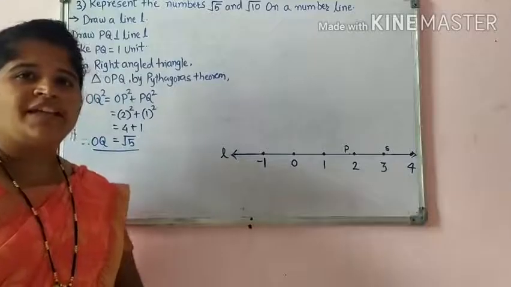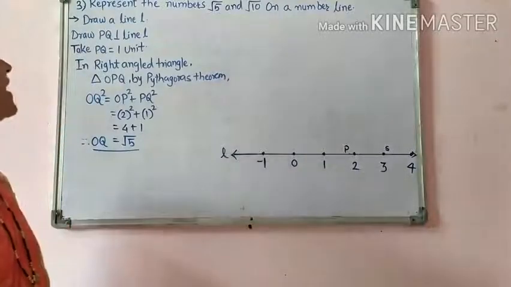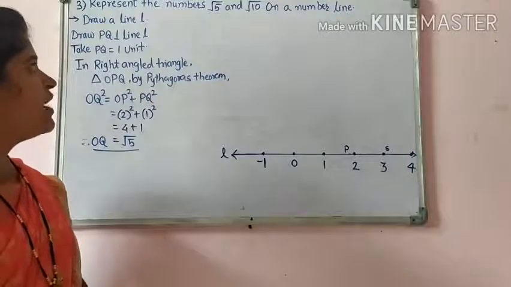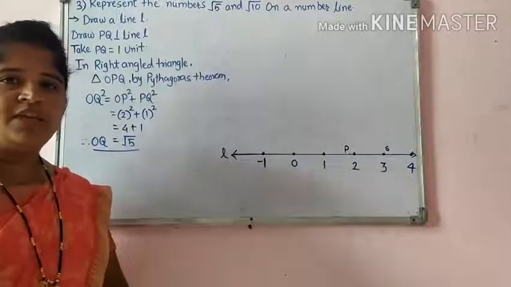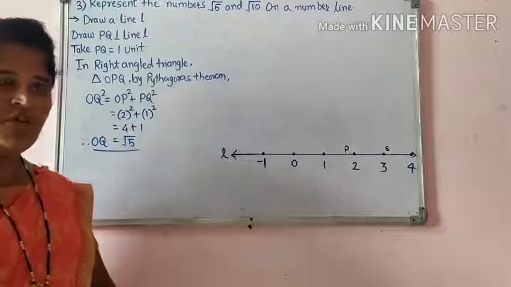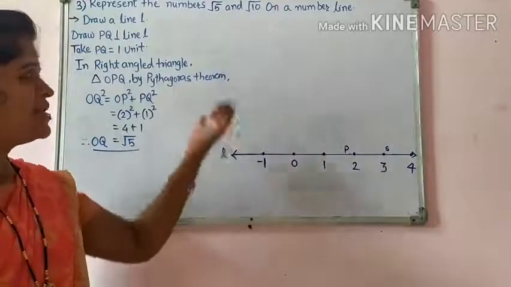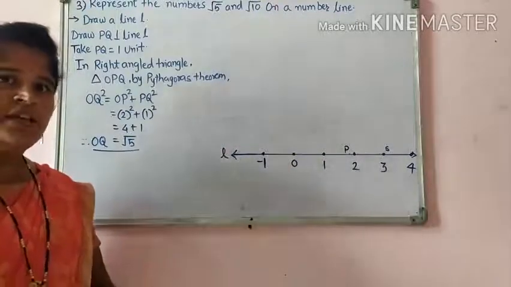So our third example is: represent the numbers root 5 and root 10 on a number line. Root 5 and root 10 are irrational numbers. Now we are going to represent these irrational numbers on a number line.